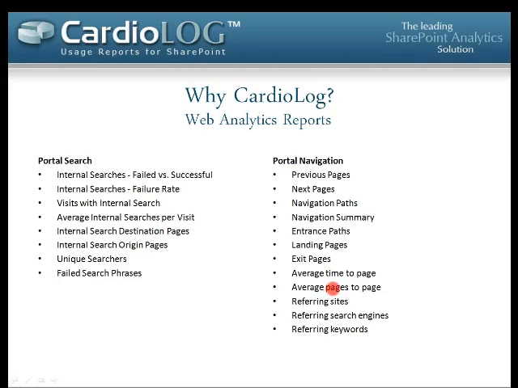Average number of pages that visitors went through until they arrived at a specific page, and these are the classic traffic source reports, such as referring sites, referring search engines, and referring keywords. These are under the navigation group, unlike the internal search phrases, which is part of the portal search.